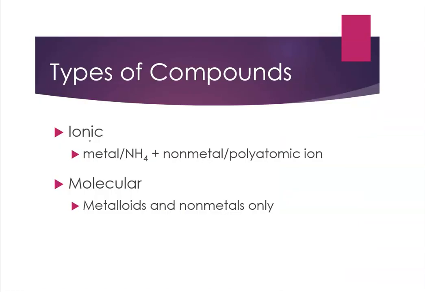So when we're looking at naming compounds, we have two different types. We have ionic compounds and molecular. Ionic compounds will either start with a metal element, or it'll start with an NH4, which is going to be the ammonium ion. And then the second part of this will always be either a nonmetal or a different polyatomic ion. A molecular compound will only contain metalloids and nonmetals.